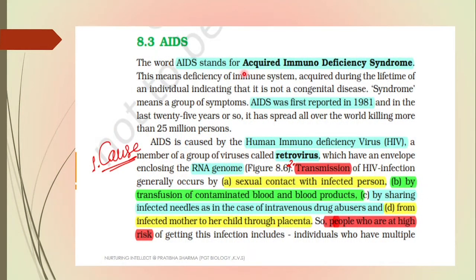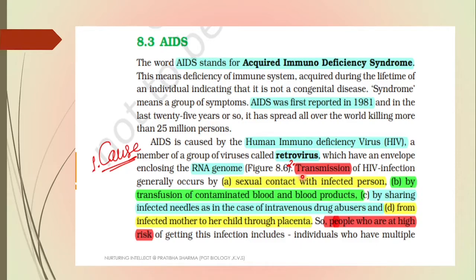What is AIDS? AIDS stands for Acquired Immunodeficiency Syndrome. This disease was first reported in 1981. It is caused by a virus known as Human Immunodeficiency Virus or HIV. HIV is a retrovirus. Why is it called so? Because in this virus, its genome is made up of RNA. So it has two copies of single-stranded RNA in its core along with an enzyme reverse transcriptase.